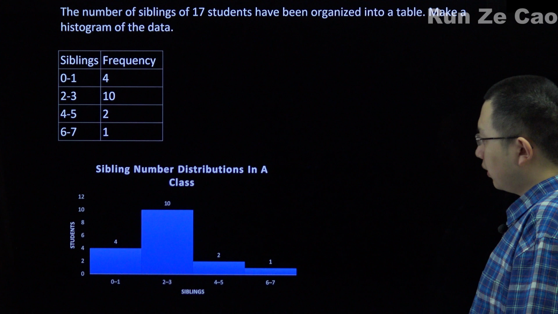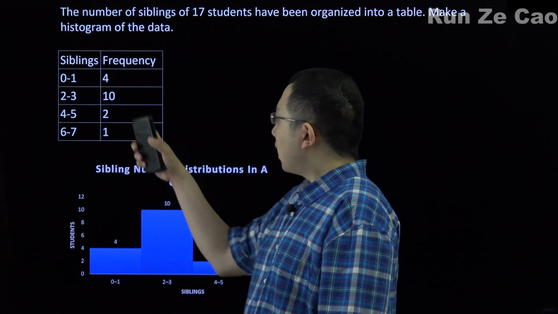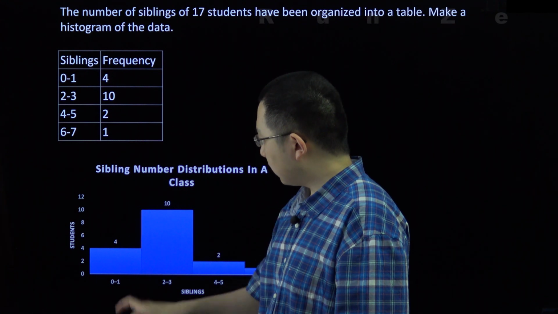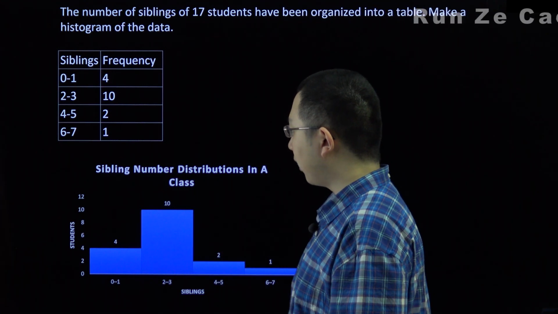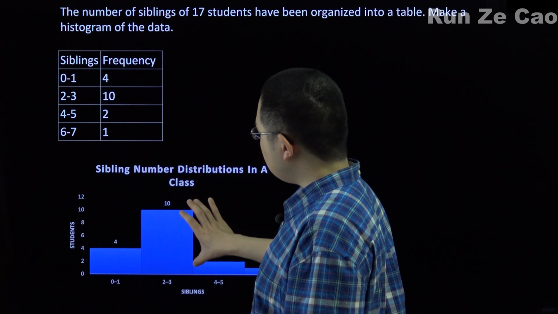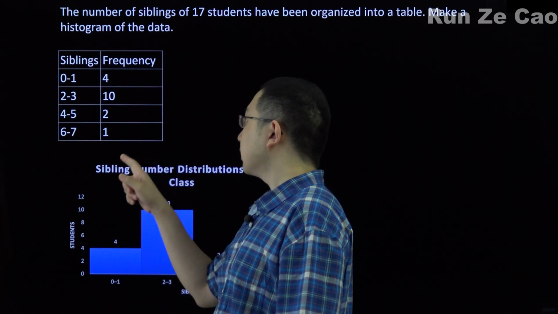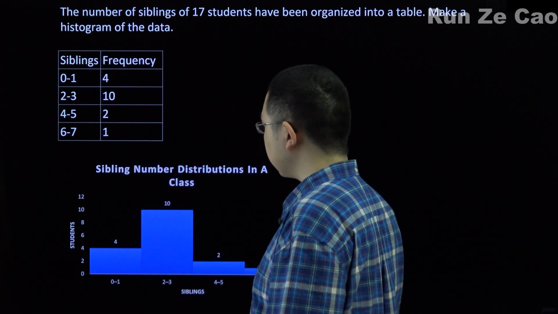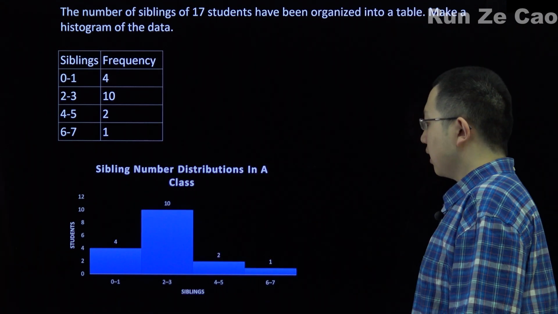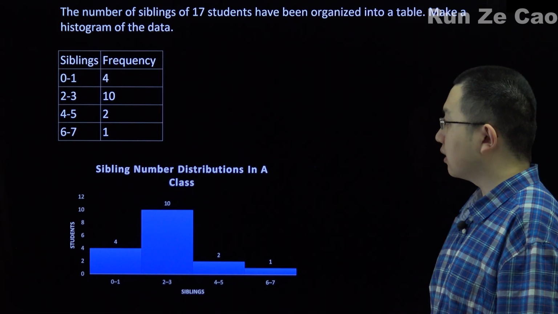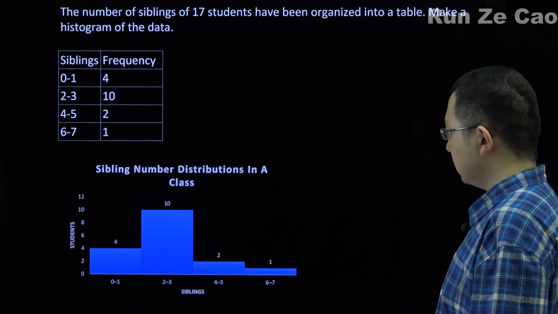So, there are 4 people with 0 to 1 siblings. That means that bar is going to be 4 high along the vertical axis. And the next column, which is 2 to 3 siblings, it's going to be 10 high as per the frequency given. And then the next column is 2, and the last one for 6 to 7 siblings is 1 high.